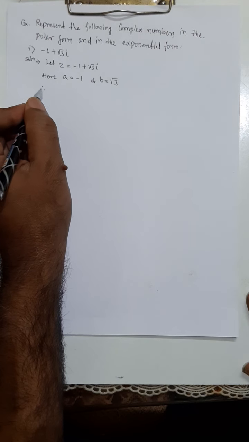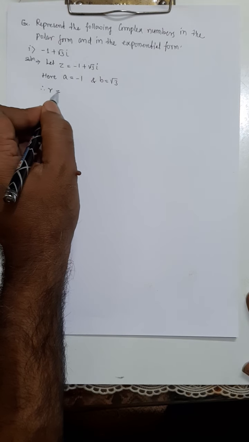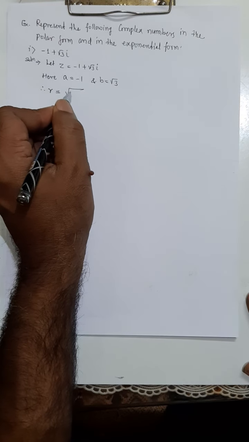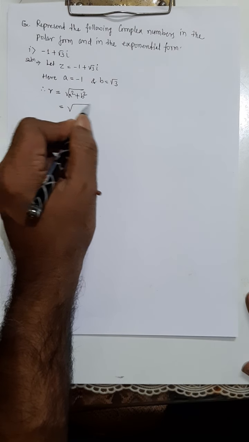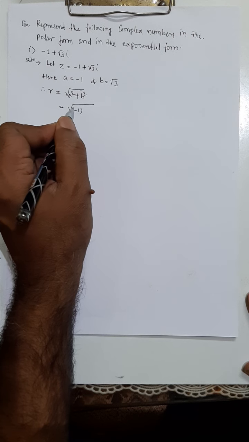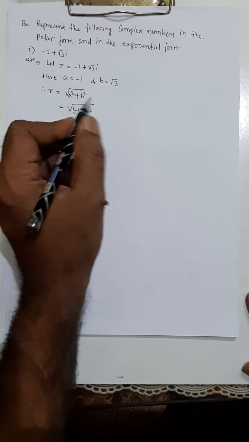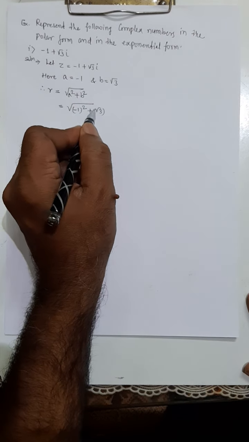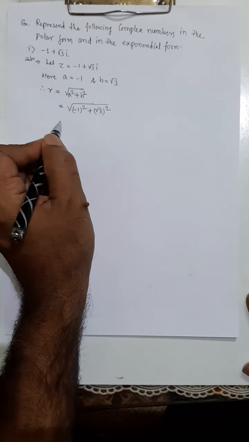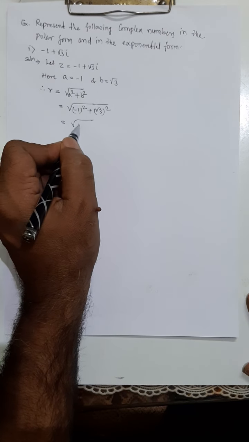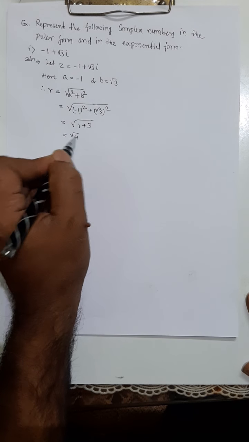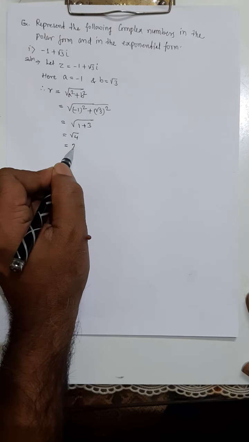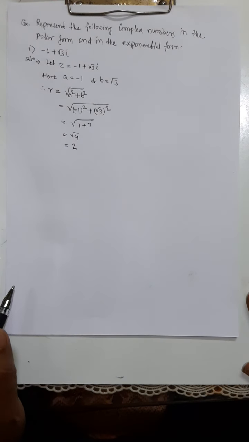Then we find the value of r. We know r equals the formula square root of a square plus b square. So it is equal to square root of (-1) squared plus (root 3) squared. So it is equal to 1 plus 3, that is square root of 4, and we get 2. We take only the positive value because r is the length. So we get r equal to 2 here.